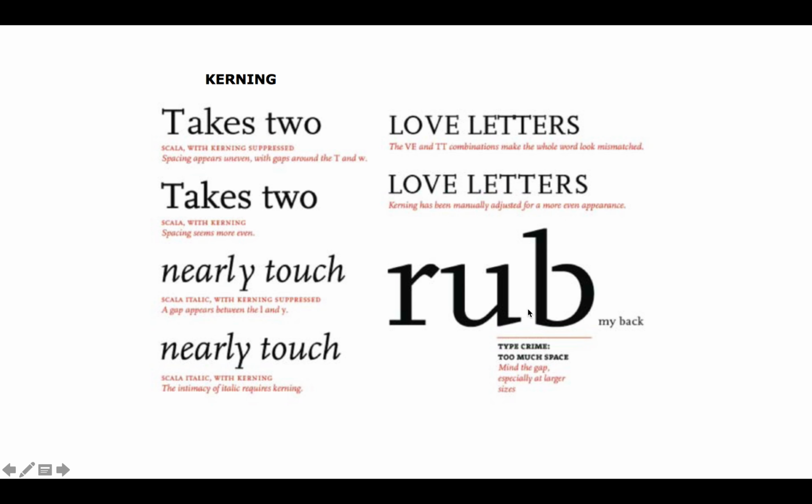So if we look at this word right here, rub, the gap here between the U and the B is much more than between the R and the U. So you have to mind the gap, especially at larger sizes. So you want to make sure you adjust that through your kerning or tracking.